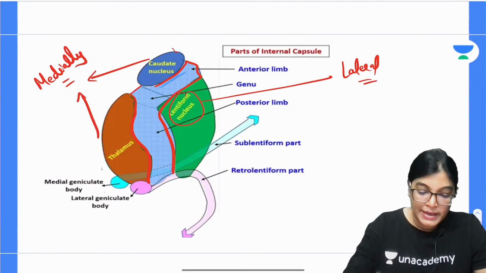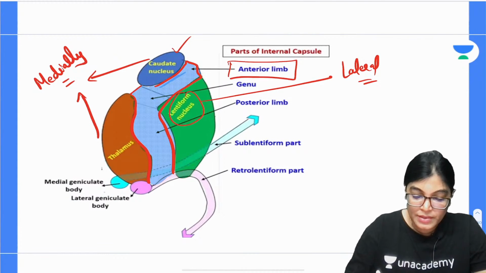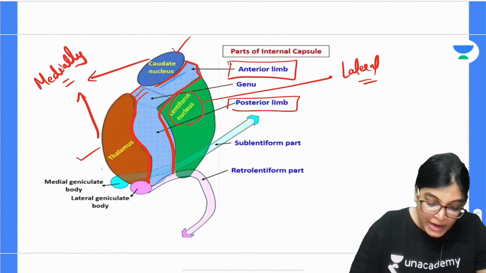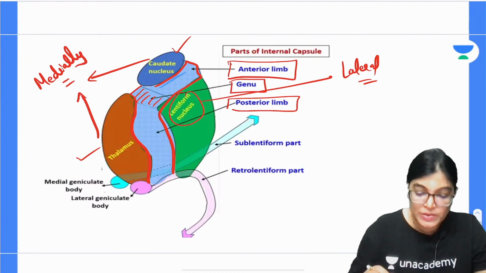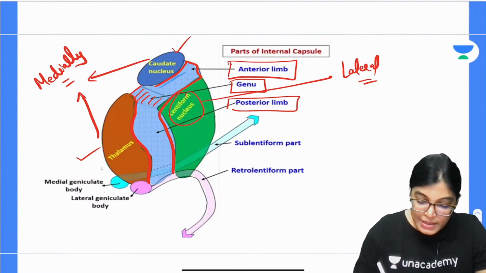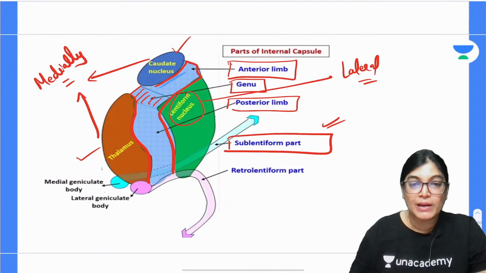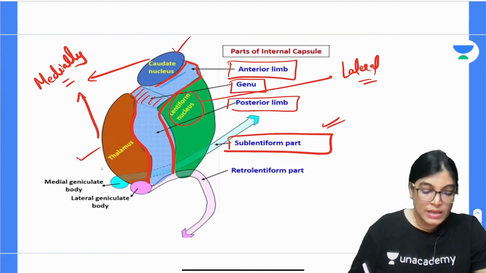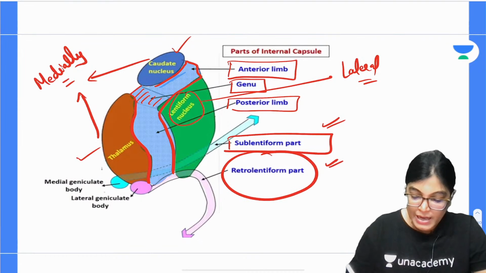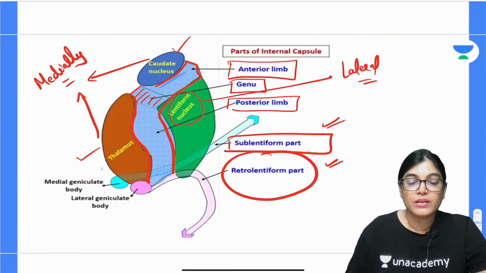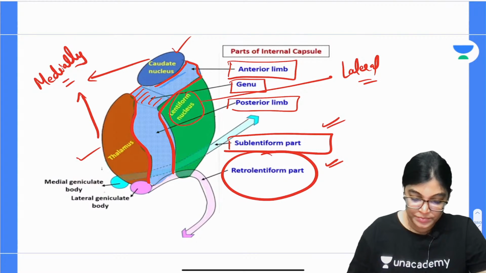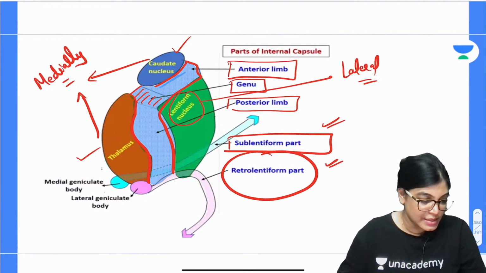So in between the caudate nucleus and the lentiform nucleus is the anterior limb. In between the thalamus and lentiform nucleus is the posterior limb, and this bent part which you are seeing is the genu, which is exactly lying between anterior and posterior limb. Sublentiform part is lying below the lentiform nucleus, and retrolentiform part is lying behind the lentiform nucleus. So absolutely right.